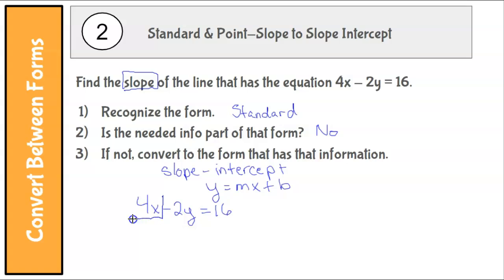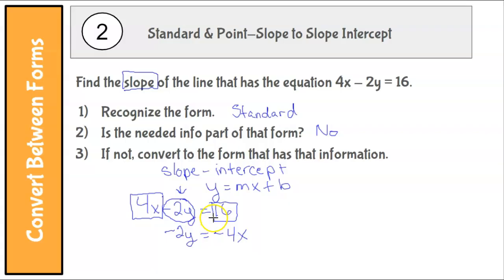So I'm going to put a box around terms that are not y. And I'm going to circle the term that is y, because that's the one I'm trying to solve for. So I'm going to move everything that's not y to the other side of the equal sign. So 4x is not y, it's in a box, so it needs to go over here to the box. And when we switch sides, we switch signs.